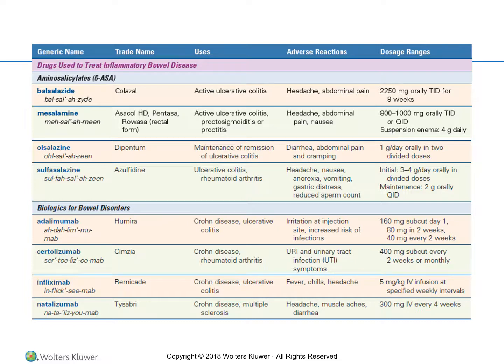Okay, here is our list of medications. The aminosalicylates are listed there. You'll see sulfasalazine is making an appearance again as an aminosalicylate. Biologics for bowel disorders: these are the ones I said you may see coming across. You may recognize them from TV ads, things like Humira and Remicade, which are used for those inflammatory bowel diseases.